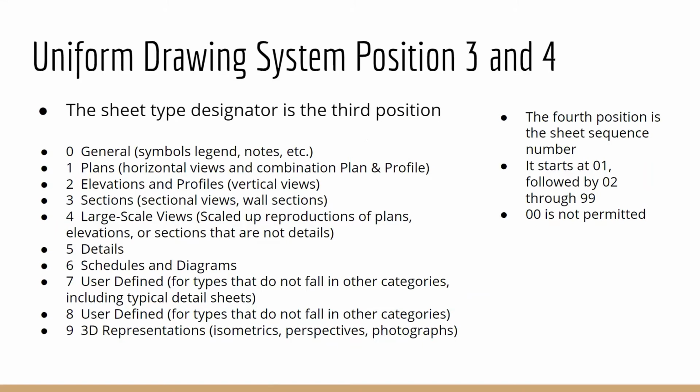Uniform drawing system position 3 and 4. The sheet type designator is the third position. So seen below are all of the different types of sheet types, with 0 being general symbols, legends, and notes. Number 6 would be schedules and diagrams. 7 and 8 are user defined, so those can differ on all different types of drawings depending on what type of category they need to represent. And number 9 would be 3D representations, with that being isometrics and photographs.